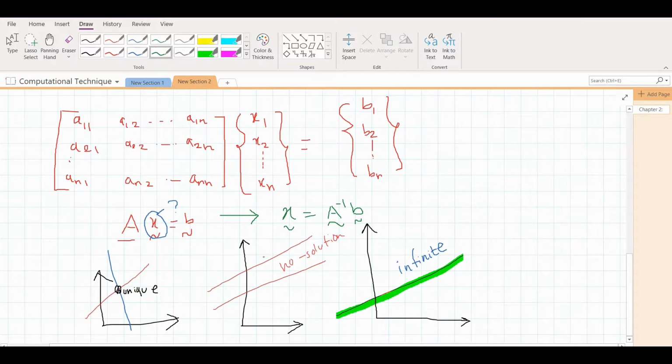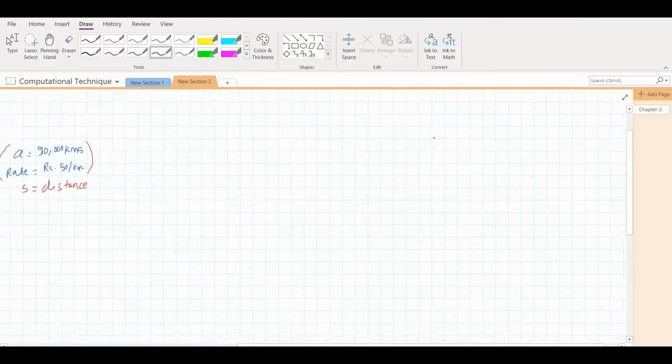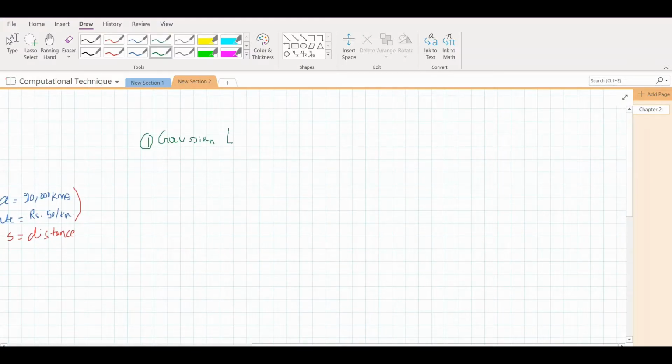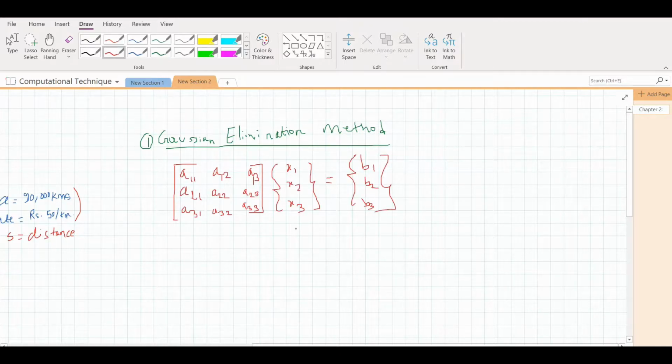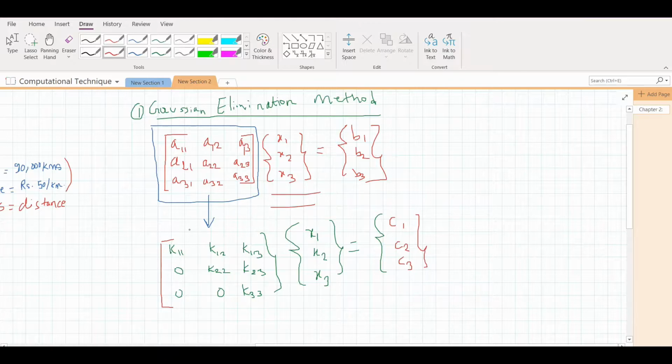Now there are many solution techniques to solve them. The first technique we're going to learn is the Gaussian elimination method. In this method, if you have an equation like this and you want to solve for your x values, then we have to use some mathematical properties of matrices and convert this matrix here into this form. So when you apply different mathematical properties of rows and columns, you'll end up with something like this.